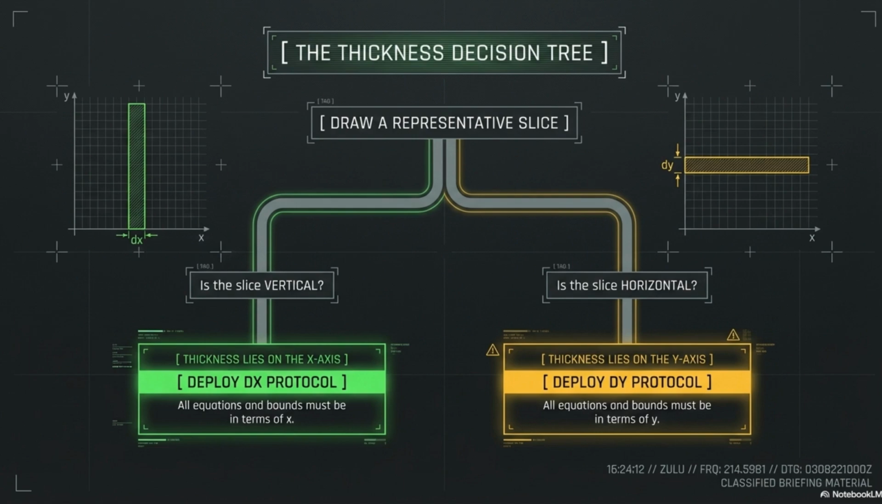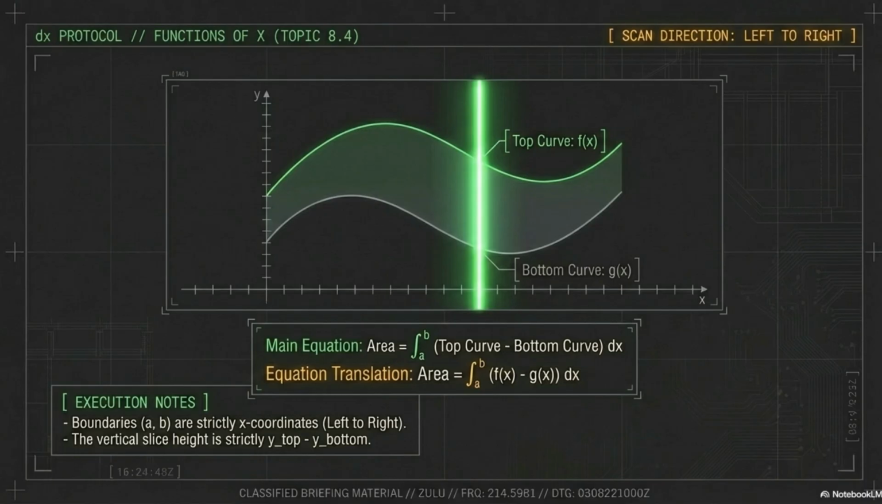To set up your rectangles, consult the thickness decision tree. Draw a representative slice. If the slice is vertical, the thickness lies on the x-axis. You must deploy the dx protocol, and all equations and bounds must be in terms of x. If the slice is horizontal, the thickness lies on the y-axis. You must deploy the dy protocol, and all equations and bounds must be in terms of y. Orientation is law.